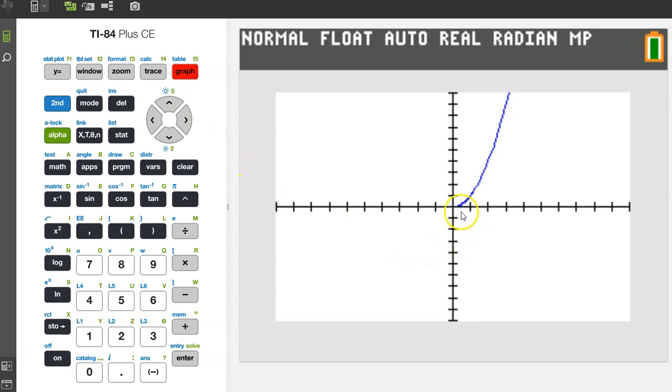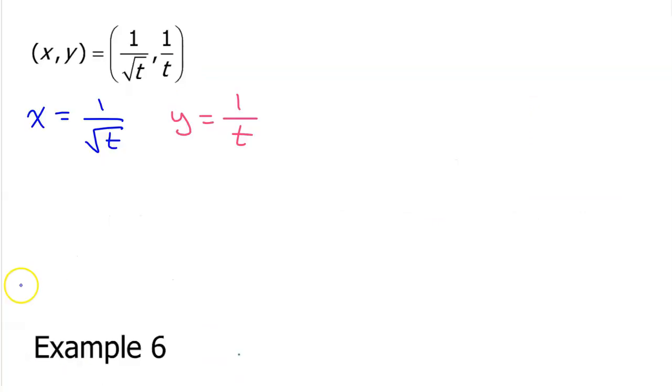It is graphing very slowly. This looks like half of a parabola, so we will probably have some domain restrictions. Let's start by isolating the t from the x equation. When you have something that's equal to a fraction, you are allowed to swap the thing that's out here by itself with the denominator. So I'm going to immediately get the square root of t is equal to 1 over x. It's a little shortcut.